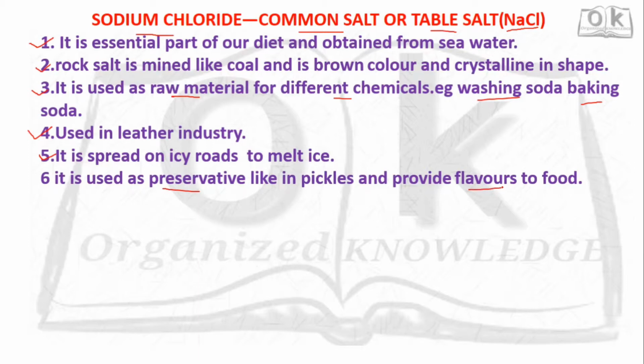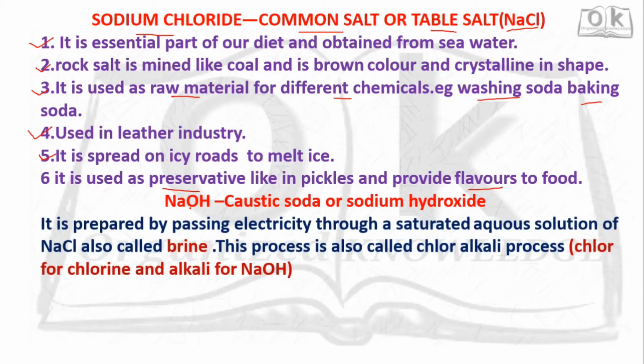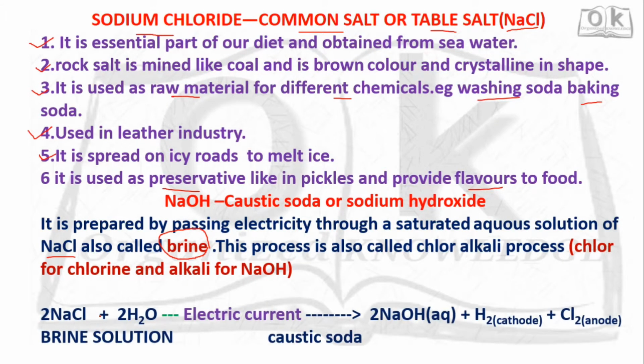Next will be caustic soda or sodium hydroxide, the formula will be NaOH. And how will this NaOH caustic soda be prepared? Again the raw material will be NaCl. It is prepared by passing electricity through a saturated aqueous solution of NaCl. And this saturated aqueous solution of NaCl is known as brine solution. Okay, brine solution हम बोलेंगे aqueous solution जो sodium chloride का बना हुआ है.